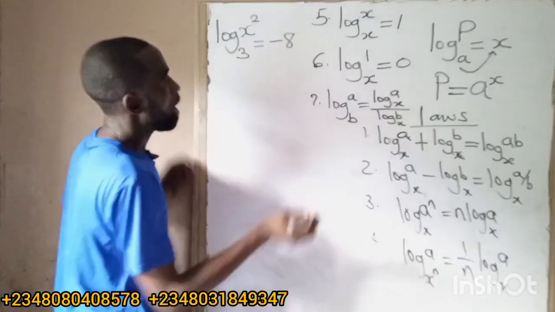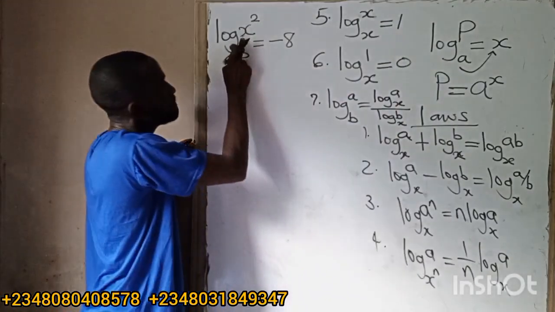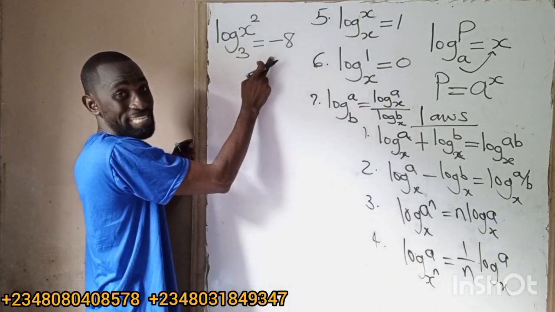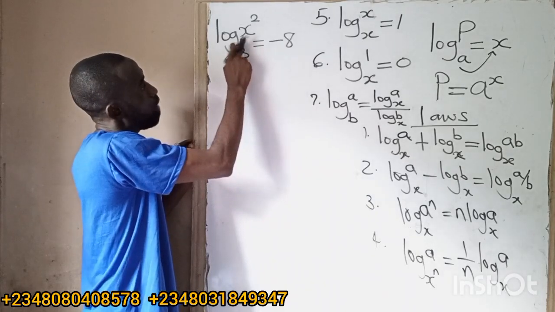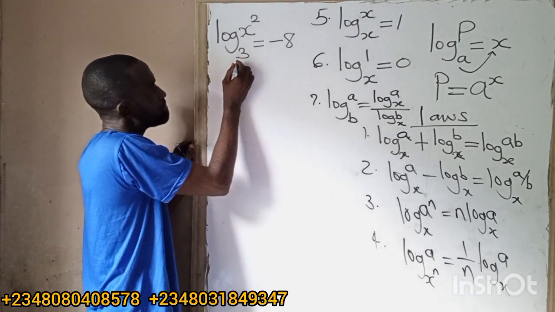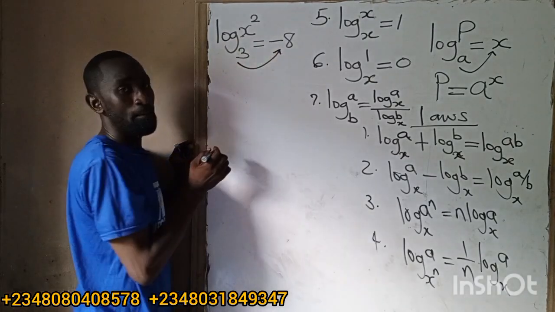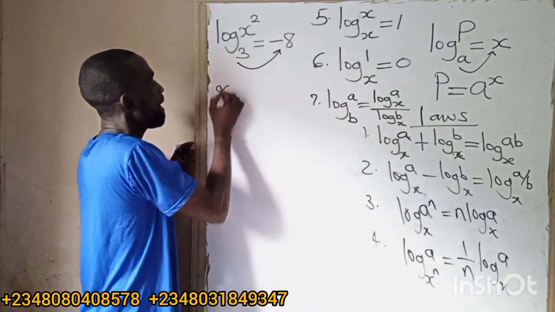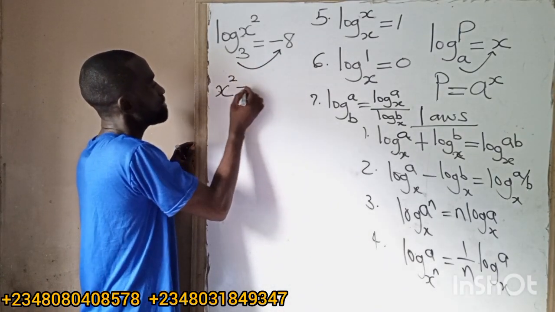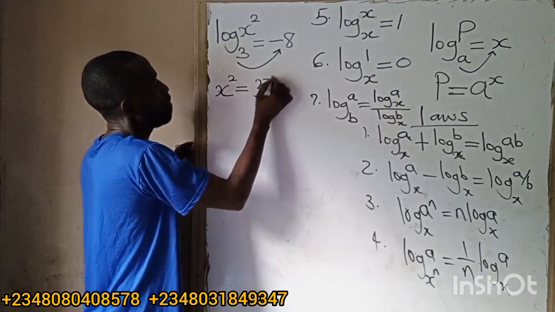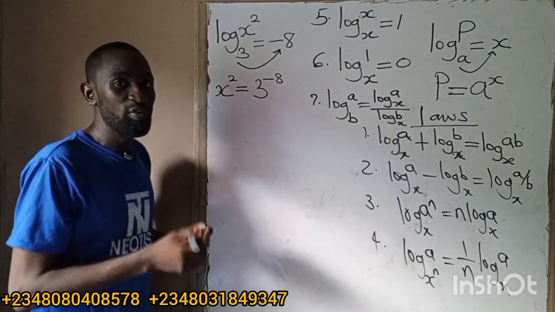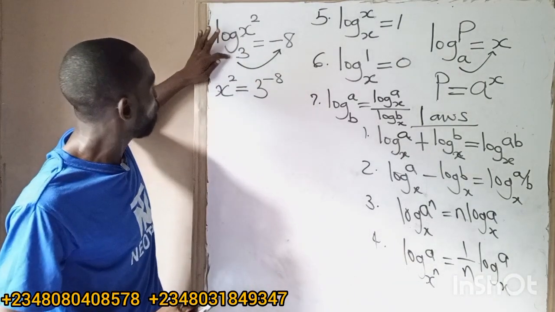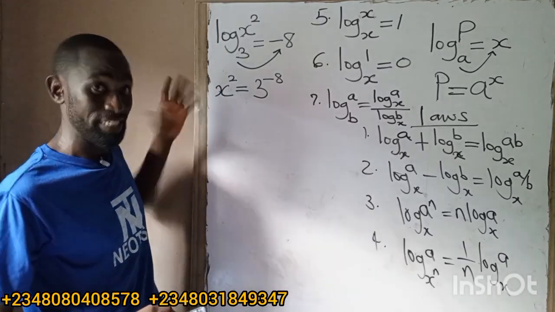So here, I will use the basic definition. I want this x squared to stand alone. We have to find x here, okay? I want this one to stand alone. So it means this 3 will raise this minus 8 up. We are now having x squared is equal to 3 raised to power minus 8. So we've been able to convert this from log form to index form.